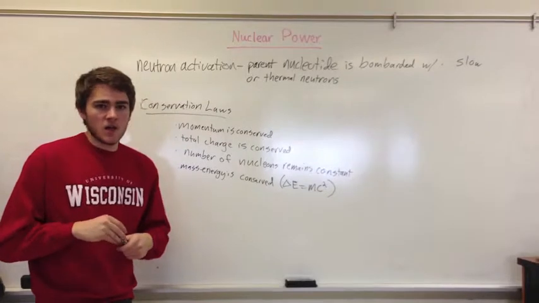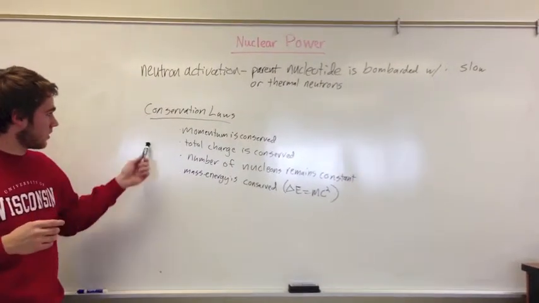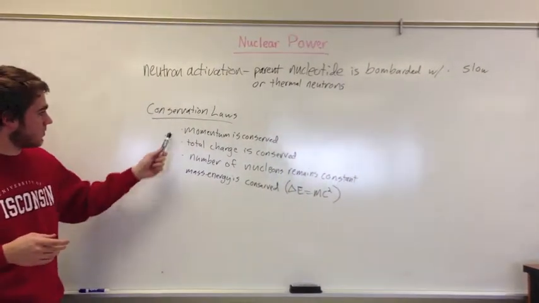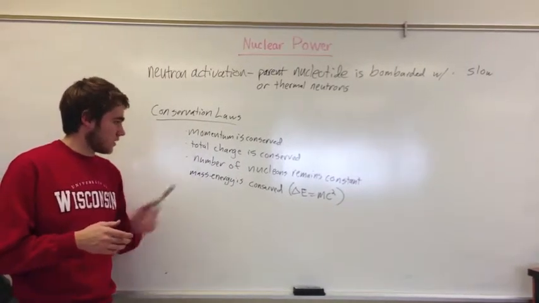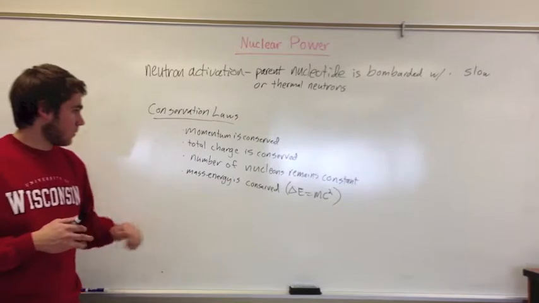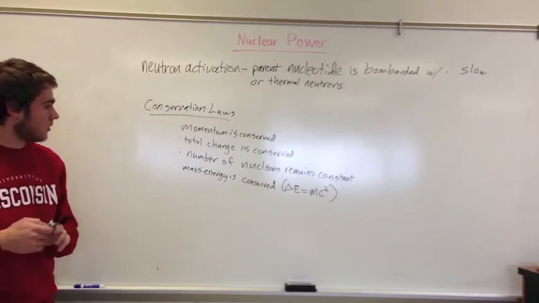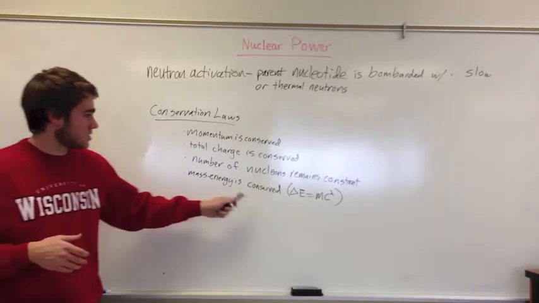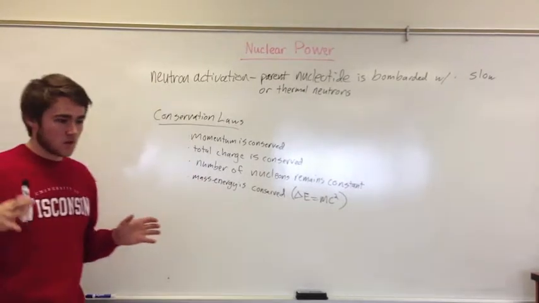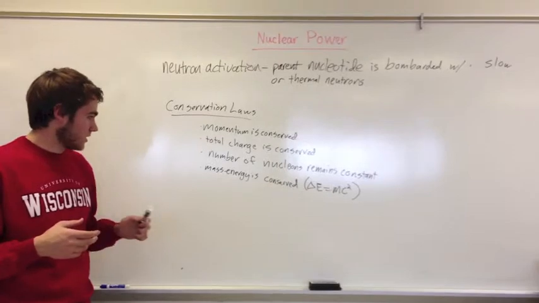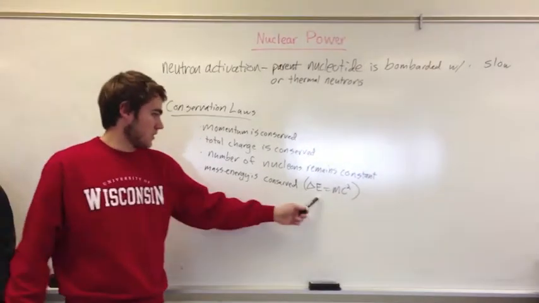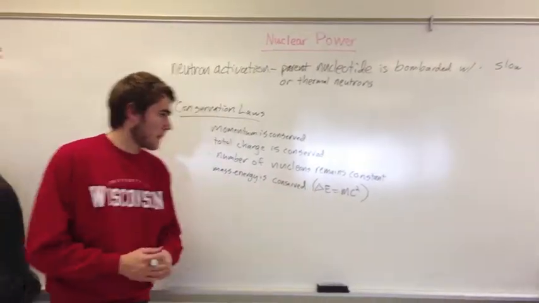And then in this reaction, there are laws that go along with it. Momentum is always conserved. The total charge from the reactants to products is always conserved. The number of nucleons remains constant. And the really important one is that mass energy is conserved. So if the mass of the products in a reaction is less than the mass of the reactant, some energy will be created, and you can see that in the equation E equals mc squared.